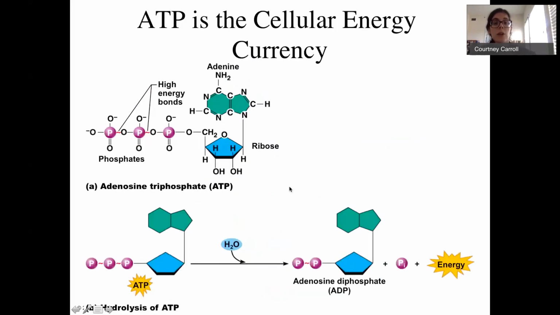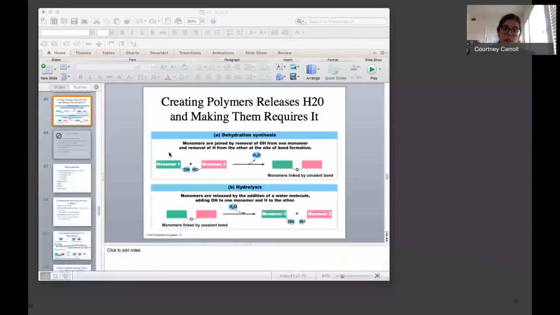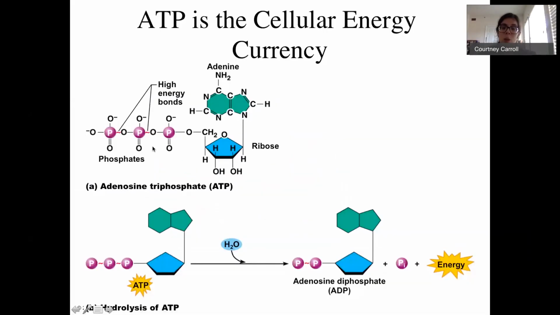Now, related to our nucleic acids is an important molecule called ATP, which is the cellular energy currency. And ATP has that nitrogenous base with a ribose sugar, like RNA, but it has these high energy phosphate groups. So it's got 3 phosphates together with high energy bonds. I want you to try and think about for a minute, why are these bonds high energy bonds? Why does it take so much energy to keep these phosphate groups close together?